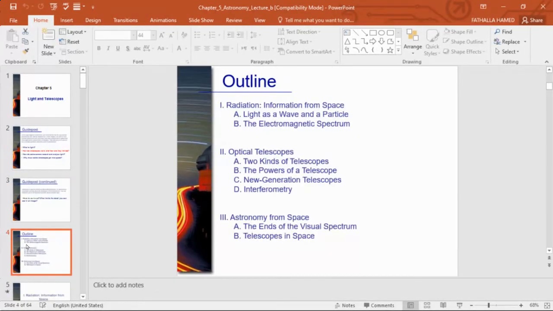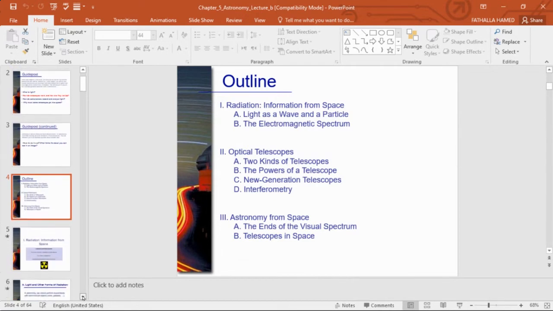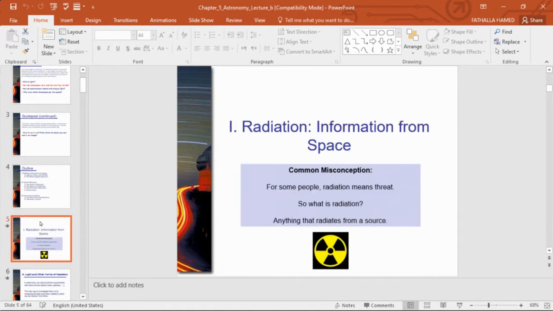And the outline, the first part will be radiation and how we get information from space. Then we will talk about optical telescopes. And then we'll talk about astronomy from space. So we're going to look at the first part here, which is basically radiation from space.